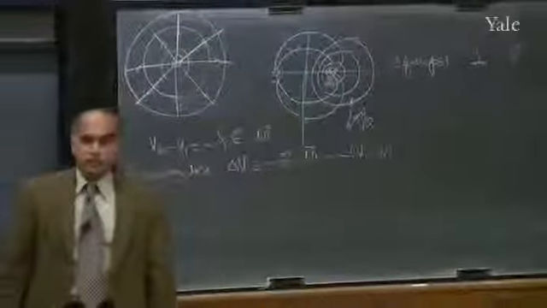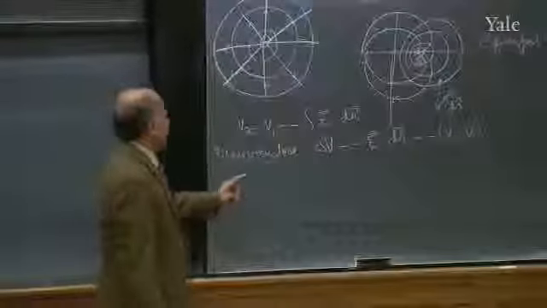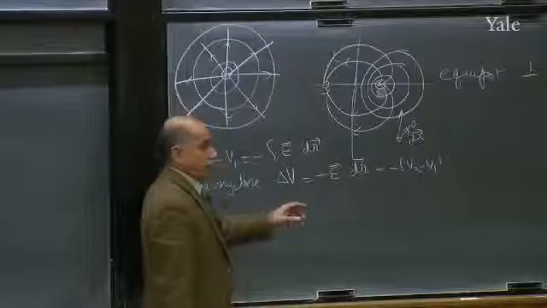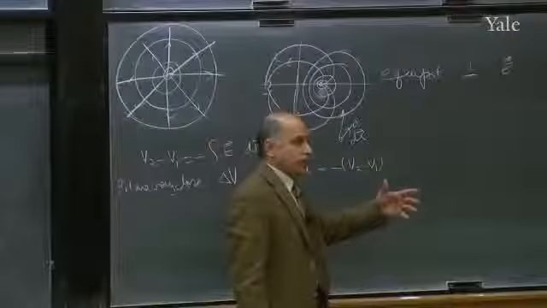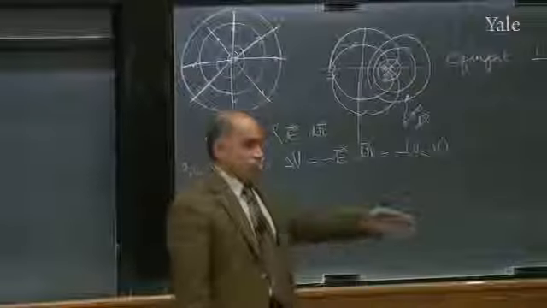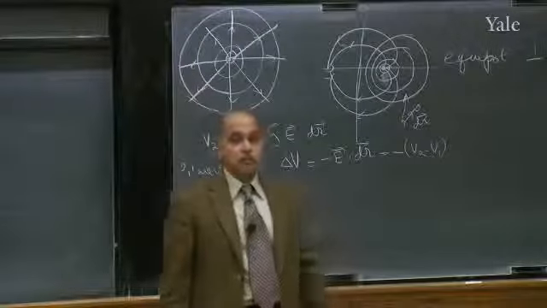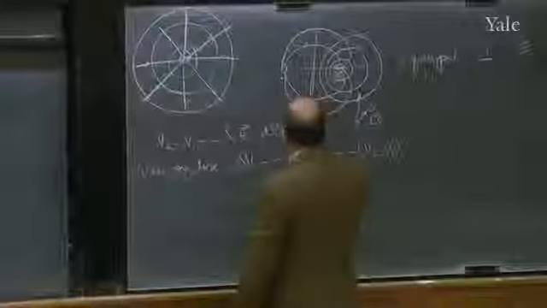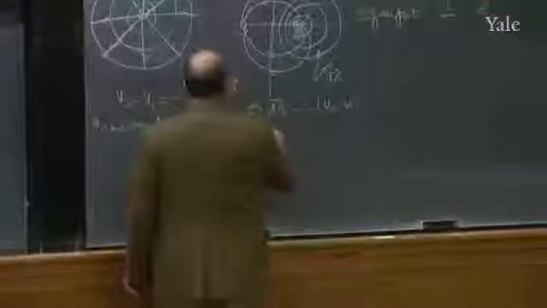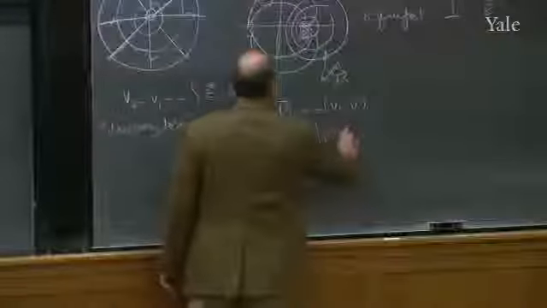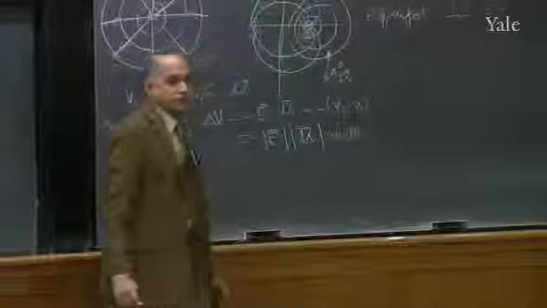What does that mean? That means if you start at some point and you take a step dr, and you find the change in potential, the answer depends not only on the length of your step, but on which direction you move. Because of this dot product, the change in potential will be the magnitude of the electric field at that point, the magnitude of the step length, and the cosine of the angle between them.